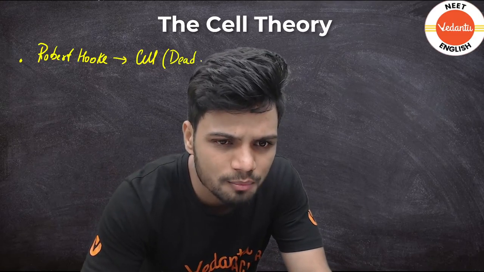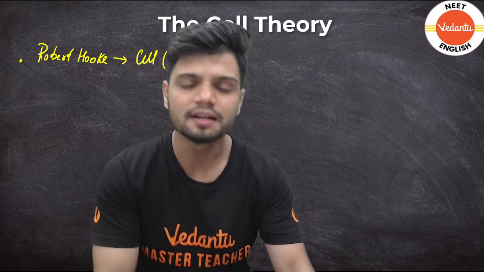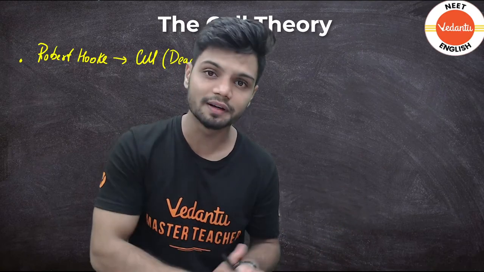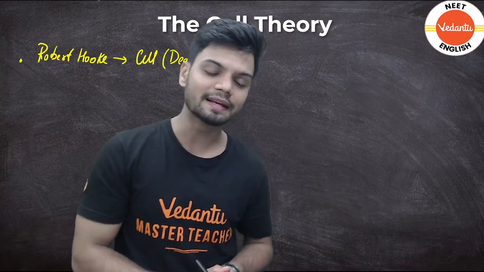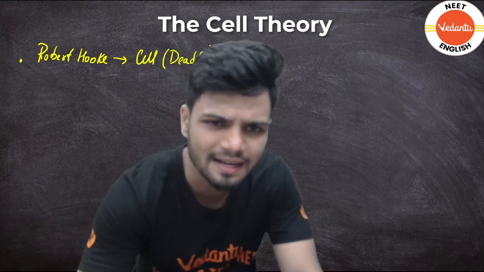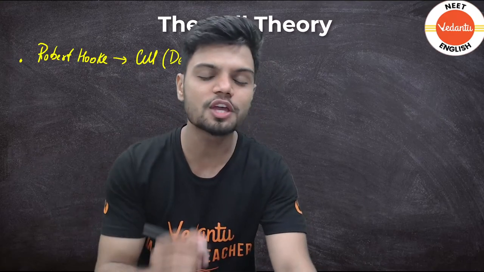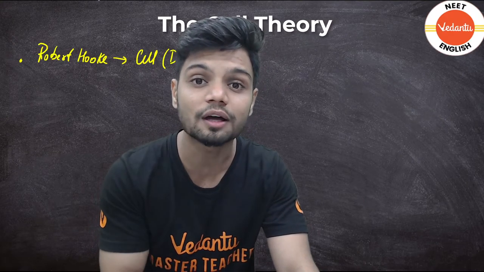Now, where did he observe these dead cells? Where did he find dead cells? Did he kill the cell and then observe it? The answer is no, sir. He did not kill any cell. Then where did he obtain this dead cell from? The dead cell which he actually observed was nothing but a cork cell.